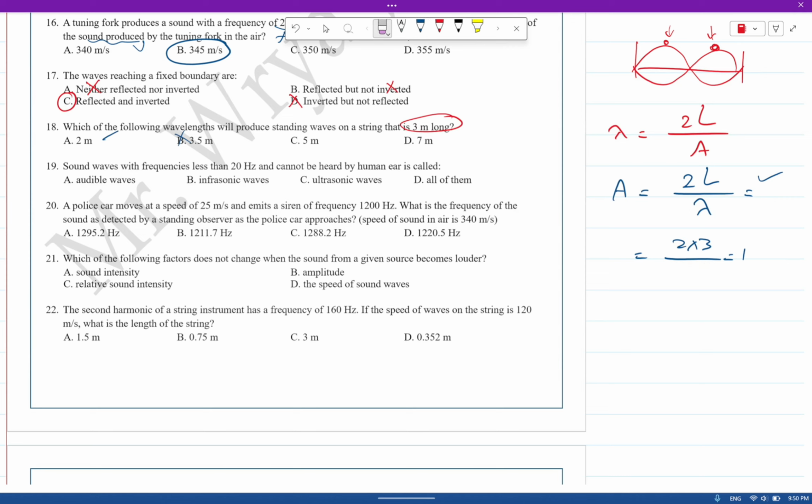What about option C? Option C says 5 meters. Well, 6 divided by 5, that is not a whole number. It is basically 1 point something. Again, it's not a whole number, so it does not form a standing wave. What about 7 here? 6 divided by 7, that is 0 point something, 8 or 9 perhaps. Again, because it is not a whole number, D also produces no standing wave. So we're left only with option A here.